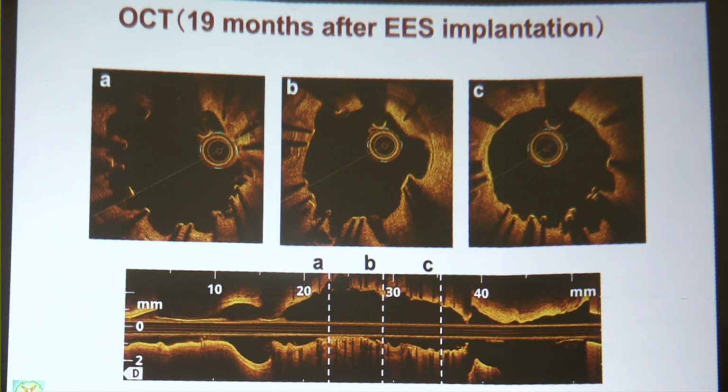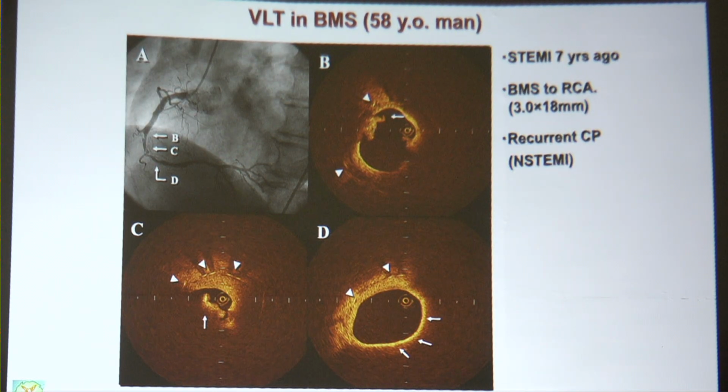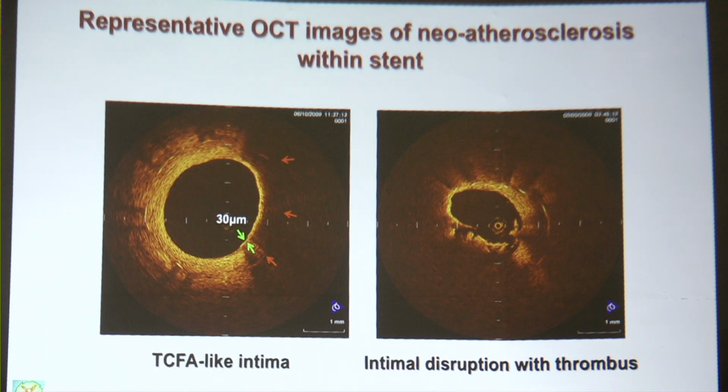And then this is 9 months after EES implantation at the time of ACS. There are lots of hypersensitive reactions you can identify. So it is very important to continue DAPT if the patient is a poor metabolizer or has a hypersensitive reaction. And this is neointimal proliferation. We had ACS in a case with a bare metal stent after a long time, and you can identify thin-cap fibroatheroma, rupture, and thrombus here. And this is another case. You can identify thin-cap fibroatheroma and also disruption at the ACS site.